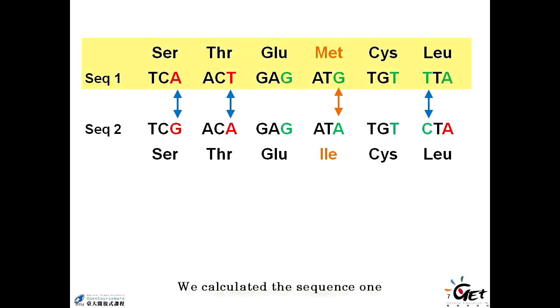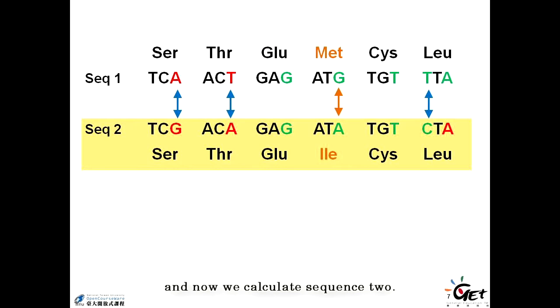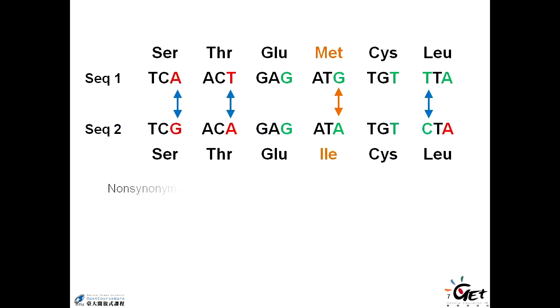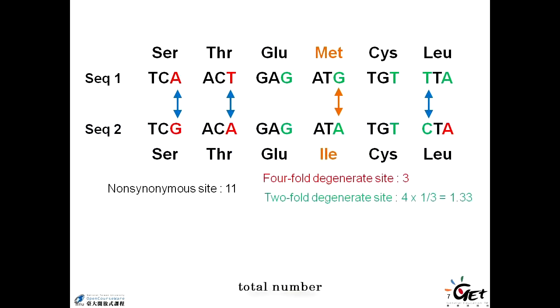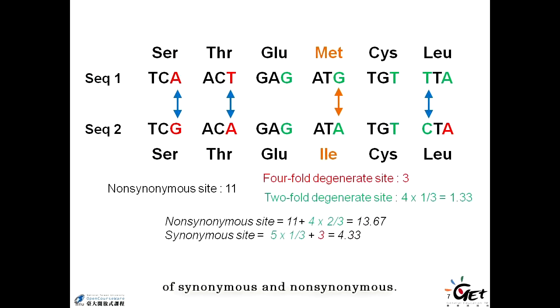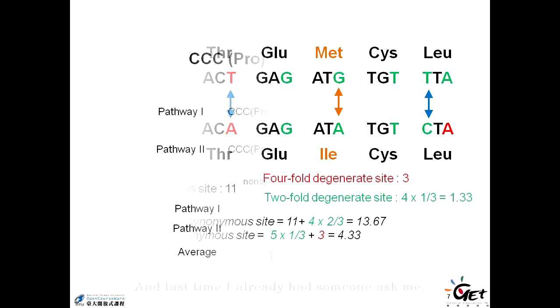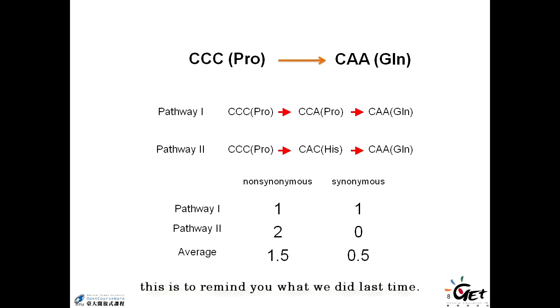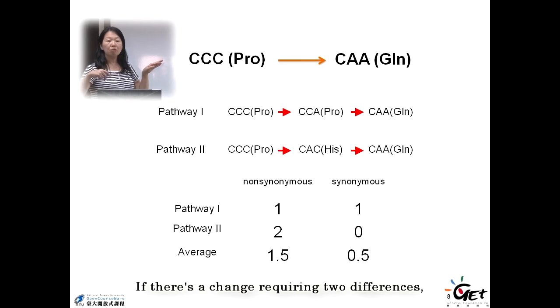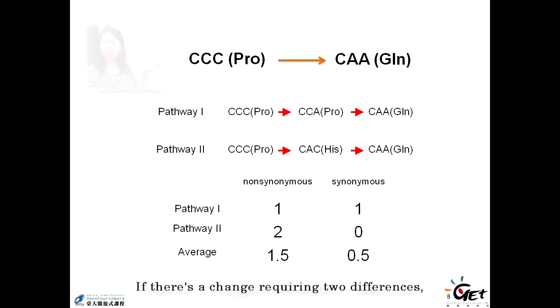So we calculate sequence 1. Now we calculate sequence 2 in the same method, calculating the total number of synonymous and non-synonymous changes. And this is to remind you what we did last time. If a change requires 2 differences, then you have to analyze the possible pathways. And the easier way to do that is just to average the 2 paths.